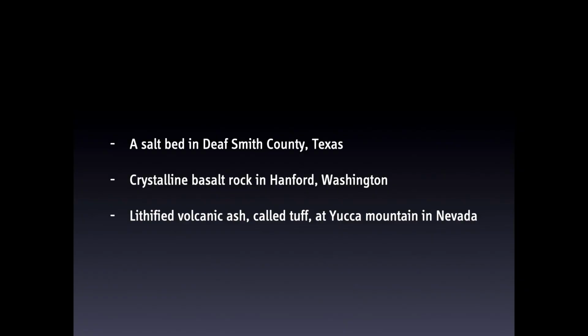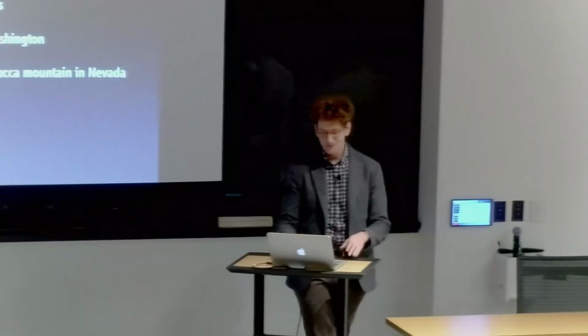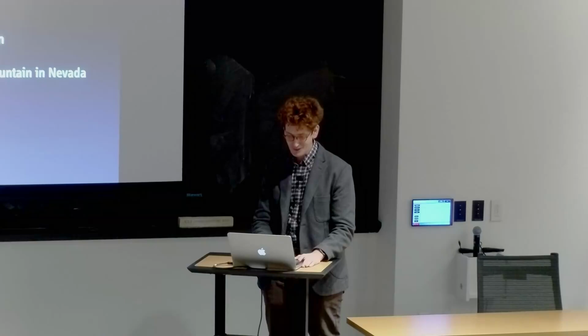And the last one was lithified volcanic ash, which is called tuff, at Yucca Mountain, in Nevada. And of course, Nevada is home to the nuclear weapons test site, and the Department of Energy has spent billions of dollars in Nevada, and perhaps they would be sympathetic to the Department of Energy's plight. So you can see why these sites were chosen. 2 of the 3 sites have good geology. All 3 sites have good politics, right? You would hope that given the relationship between the Department of Energy and these governments, they would be sympathetic.